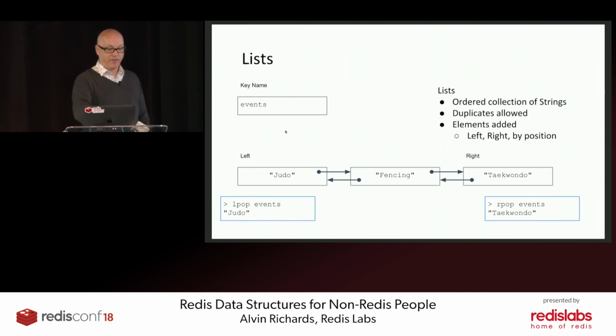So you can see here an example. I can do an LPOP of events, and that's taking this element from the left of the list and removing it from the list. Equally, I can do the same from the right. So you have to get used to the fact that in Redis, lists have a left or a right-hand side, not a head or a tail. And you'll see this in the name of the commands and in the documentation.